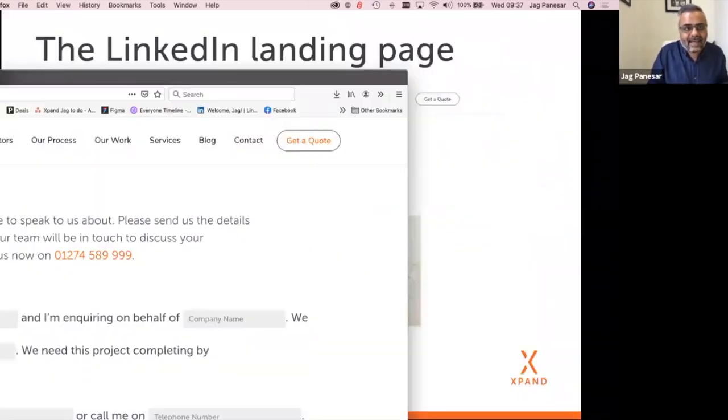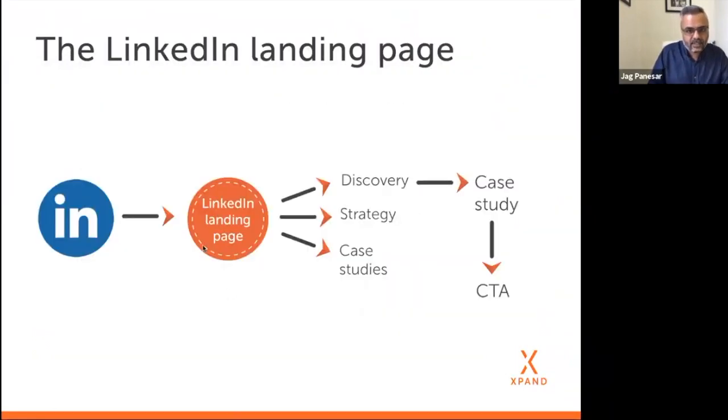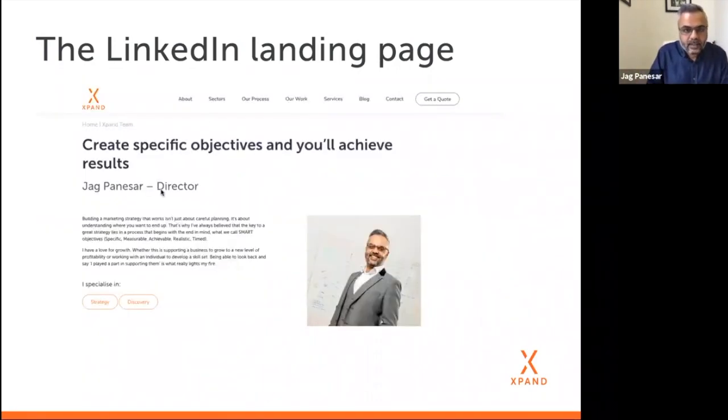So when I take that back to the previous slide, I've just described someone going to the LinkedIn landing page, going to one of the services, having a look at a case study, and going to the call to action. So rather than going to the home page, they have gone to a dedicated page, and I've taken them through a journey on the website that's warmed them into stuff associated with me rather than just the wider company. So that's just a screenshot of the LinkedIn landing page.